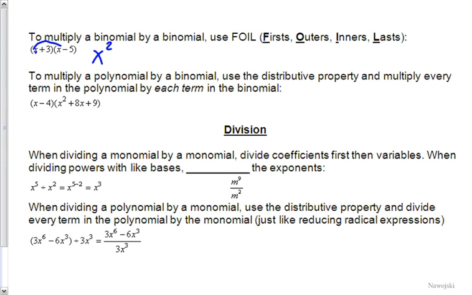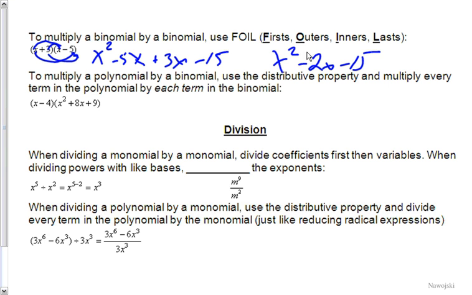Outers, this is x times negative 5, which is negative 5x. Inners is 3 times x, plus 3x. And then the last terms is negative 15. You're going to be able to combine like terms: x squared minus 2x minus 15.